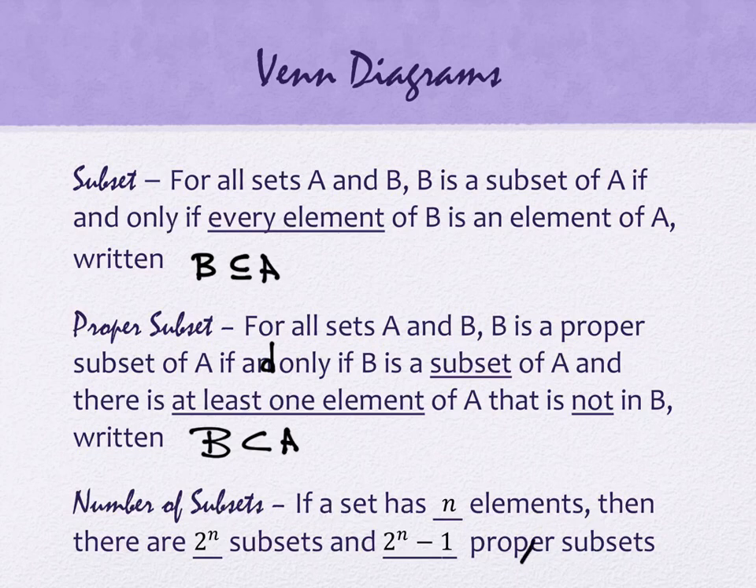And there's a way of figuring out how many subsets there are. If we have a set with n elements, then there are 2 to the power n subsets. And there's 1 fewer than that proper subsets, because we throw out the set that's got everything. Okay? So 2 to the n subsets and 2 to the n minus 1 proper subsets. And we're going to do an example.